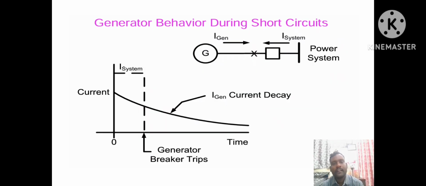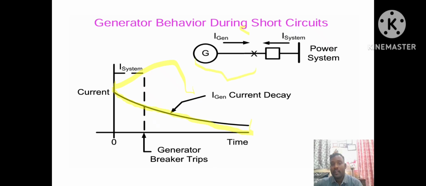Now, this slide is very important, because suppose our system is running smoothly. In these conditions there is a fault in the system. It may be outside the generator or inside the generator. So just listen carefully. Suppose this is our graph, and you can say it is decaying with respect to time.